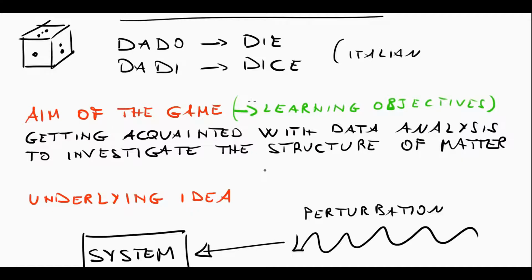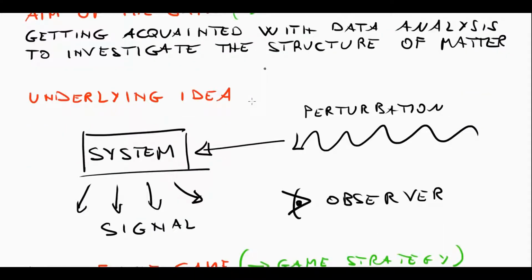What's the underlying idea? In physics, in science, when we study a system, what do we do in order to study its characteristics? We perturbate it. We use a perturbation. The perturbation hits the system, and the system emits a signal. The signal is detected by the observer in order to study the system.